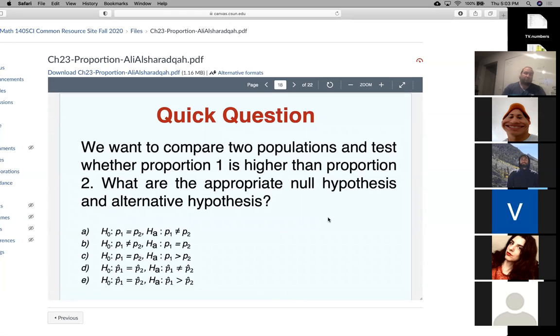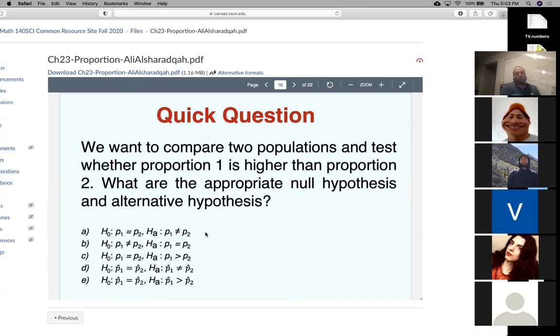I saw the answers, so I can't answer this one, but I'll do it anyway because people don't pay attention. We want to compare two populations and test whether proportion 1 is higher than proportion 2. What are the appropriate null hypothesis and alternative hypothesis?